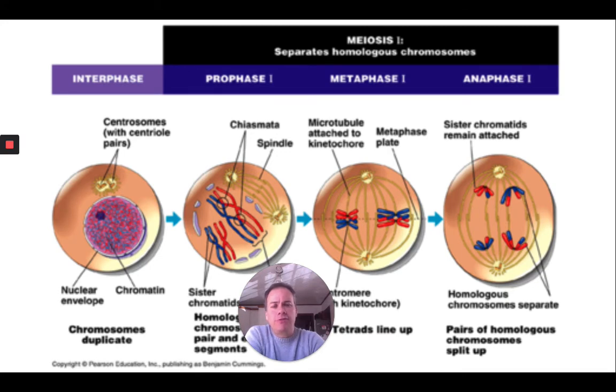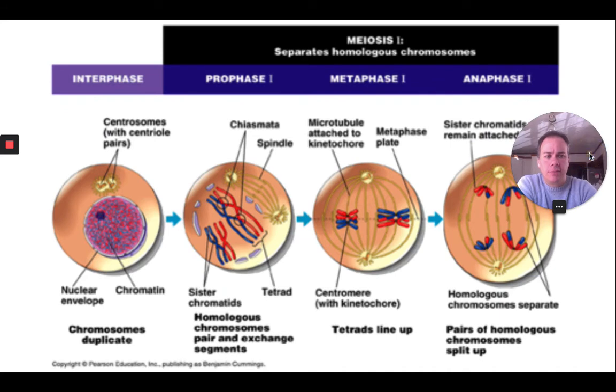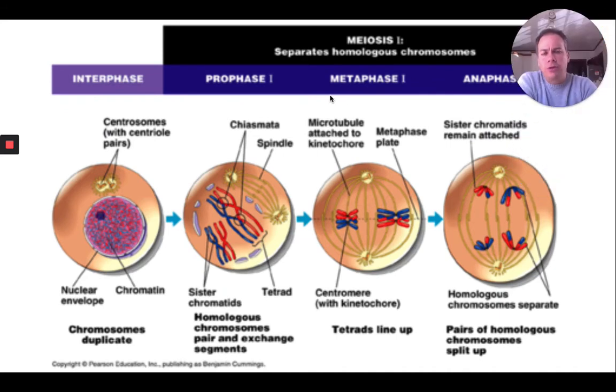So this is the first division. You can see the names of the phases are listed up there. We usually put a Roman numeral 1 after them, so this is meiosis 1. Chromosomes lined up with their homologous partners. Crossing over happened. The spindle fibers have pulled these chromosomes apart, but you can see homologous chromosomes are getting split up here.